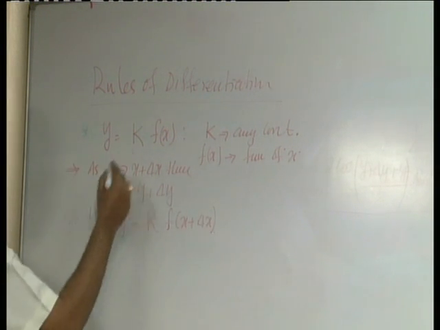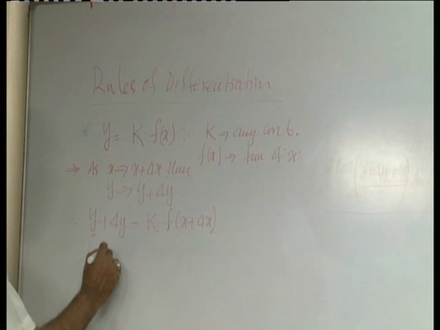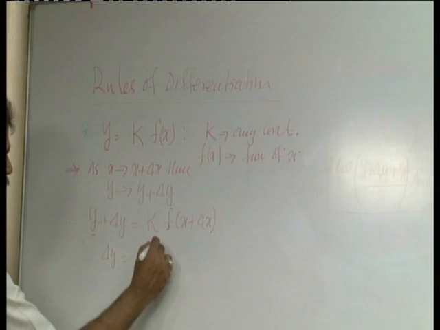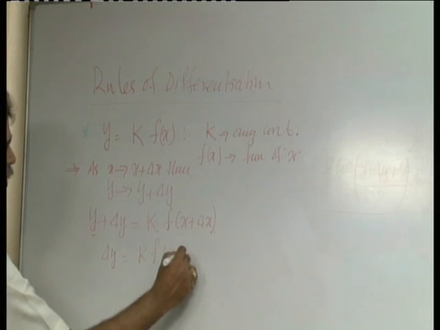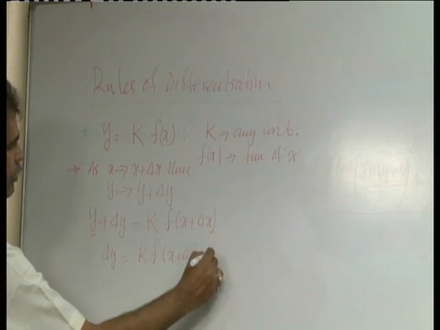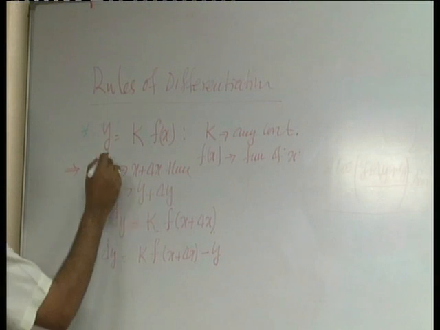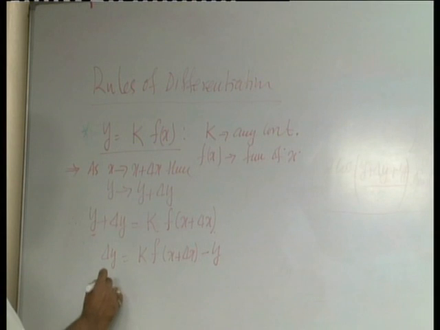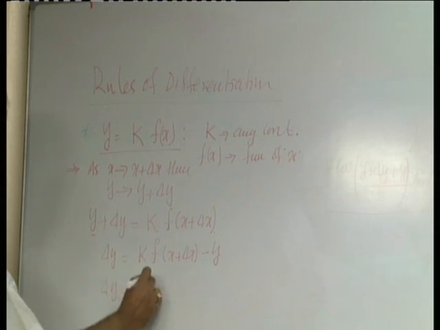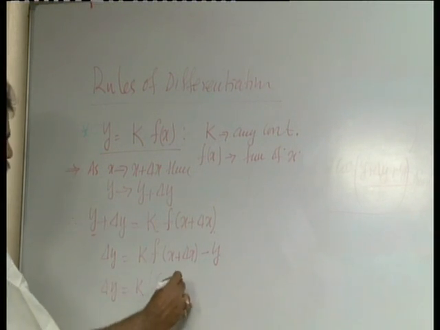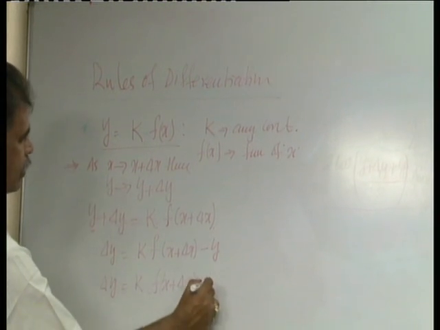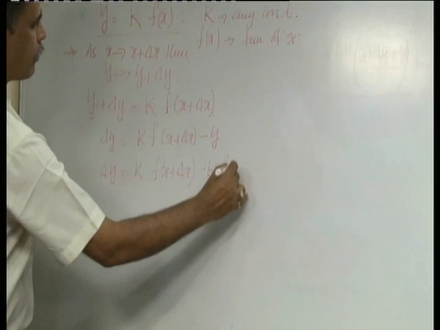Next we can transfer the y to the other side, delta y is equal to k into f of x plus delta x minus y. What is y? Y is equal to k into f of x. So, delta y becomes k into f of x plus delta x minus k into f of x.